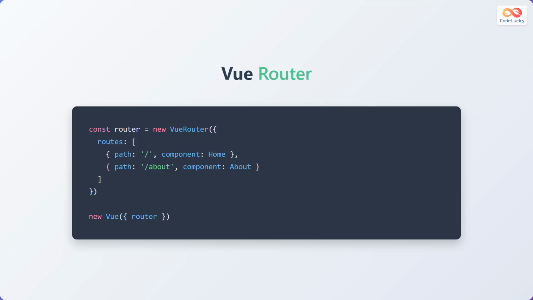Vue Router is the official router for Vue.js applications, enabling single-page application functionality. You create a router instance using the VueRouter constructor and pass a routes array. Each route object maps a path to a component. Here we map the root path to the home component and /about to the about component. After creating the router, you pass it to your main Vue instance. Vue Router handles navigation between different views without page refreshes, creating a smooth user experience typical of modern web applications.